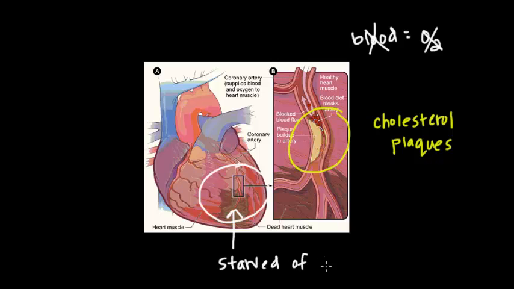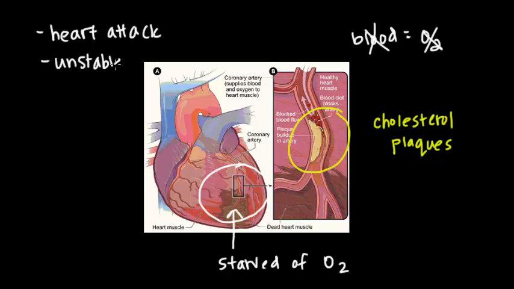Now, what does this look like when that happens? Well, in some cases, it presents as a heart attack. In other cases, it can present as something like unstable angina. And so if you're wondering whether a heart attack or unstable angina can be causes of acute coronary syndrome, the answer is yes. Heart attack and unstable angina are actually the two main causes of acute coronary syndrome.